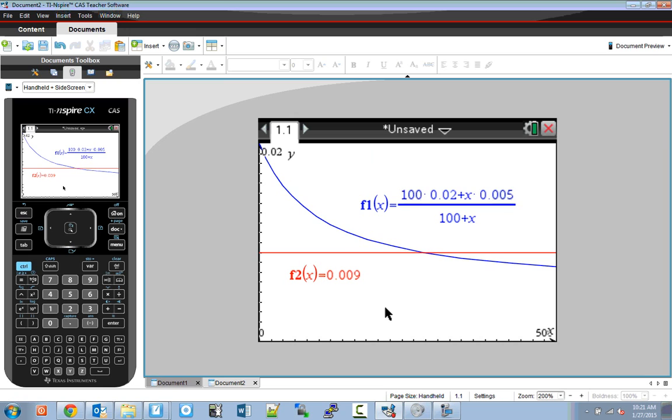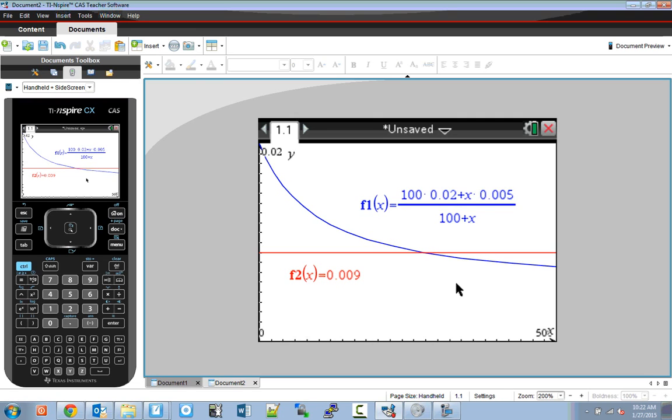We have this function here, f1 of x or y1 of x, which represents how much of the one you have to mix into the other to get your concentration right. And our second function is simply the concentration that we're looking for. If we were looking for a 0.007 concentration, instead of 0.009, it'd be 0.007. So whatever concentration you're looking for is the second one, and the function that tells you how to find it is your first one.